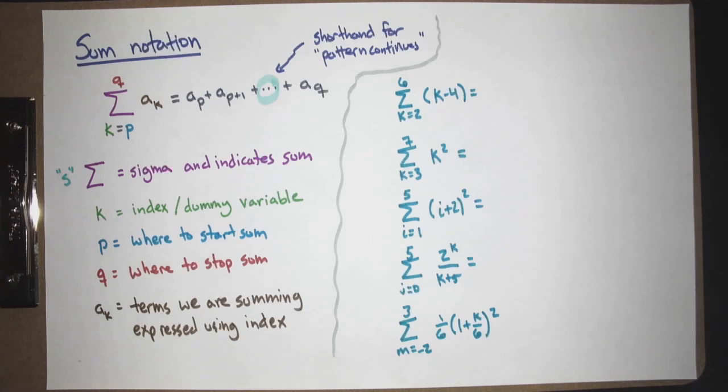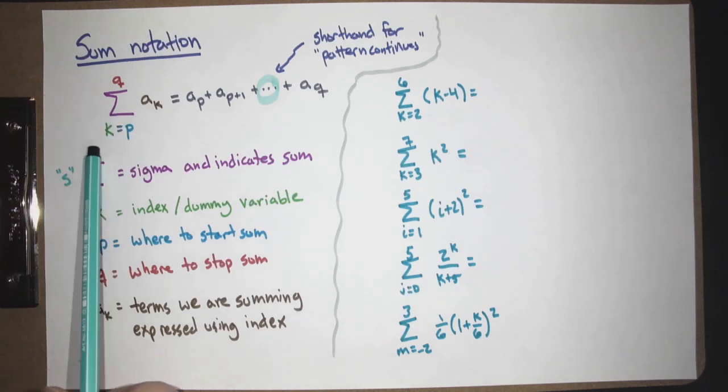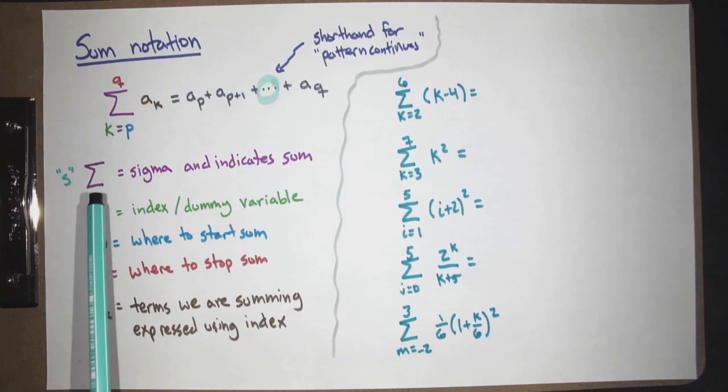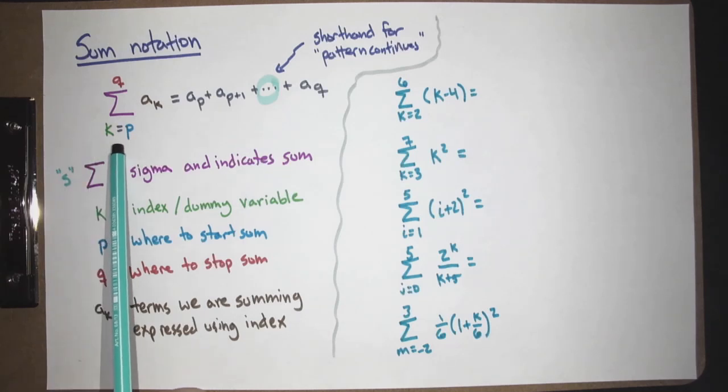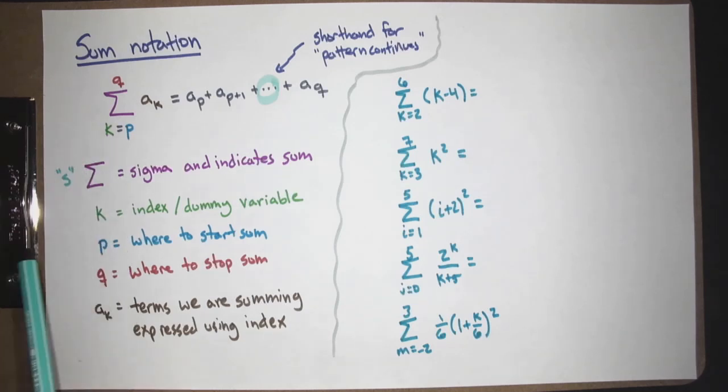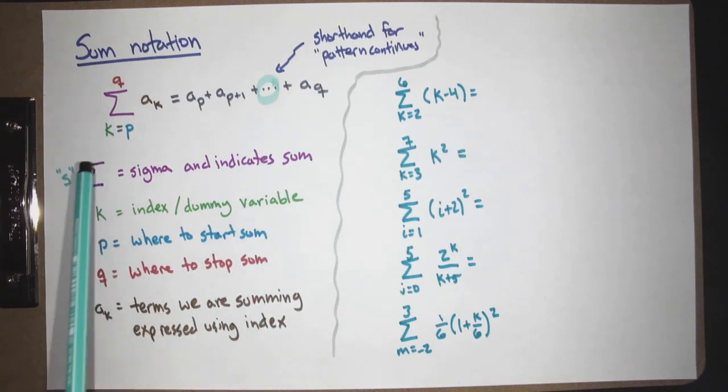So the theme of this portion of the class, and it's going to continue for the next few weeks, and it's going to spill over into Calculus 2, is we are adding stuff up. So S for adding, S for summing. Now we say, okay, we're adding up a bunch of terms. We have an index, which is going to vary. So this K is going to range over some values. We start at P, so P is where we start our sum. Q is where we end our sum.